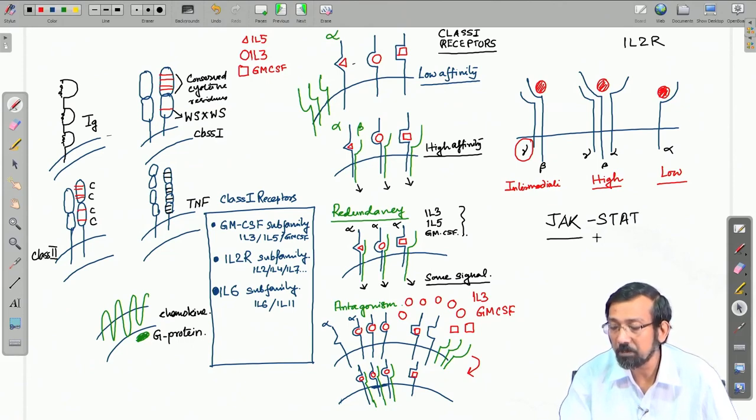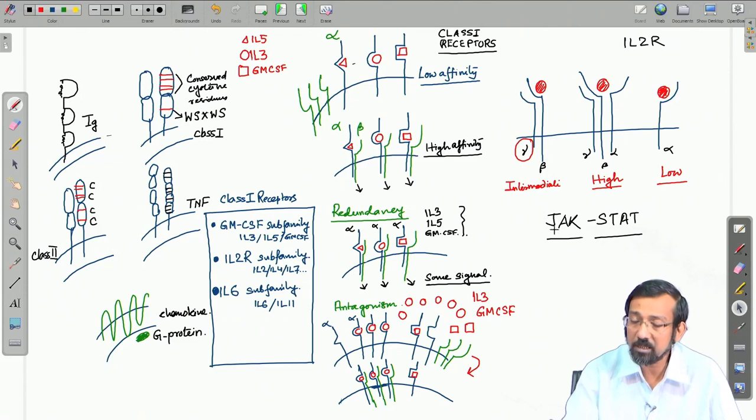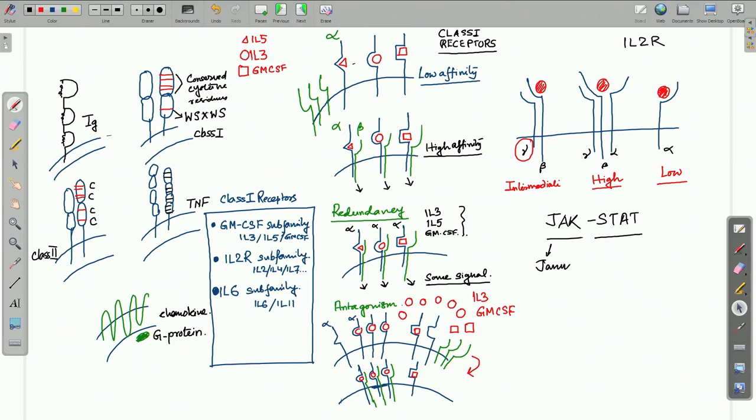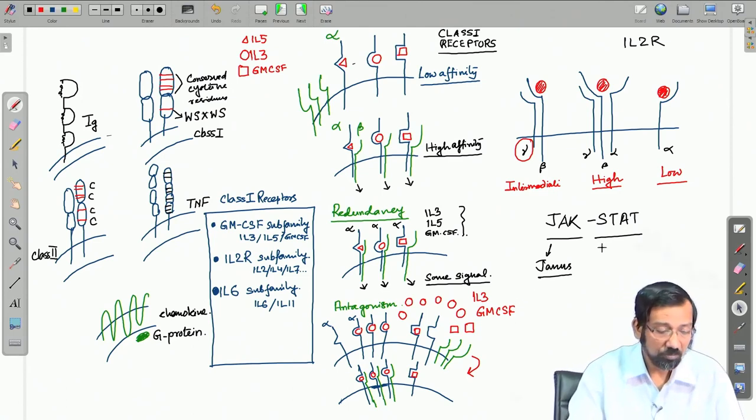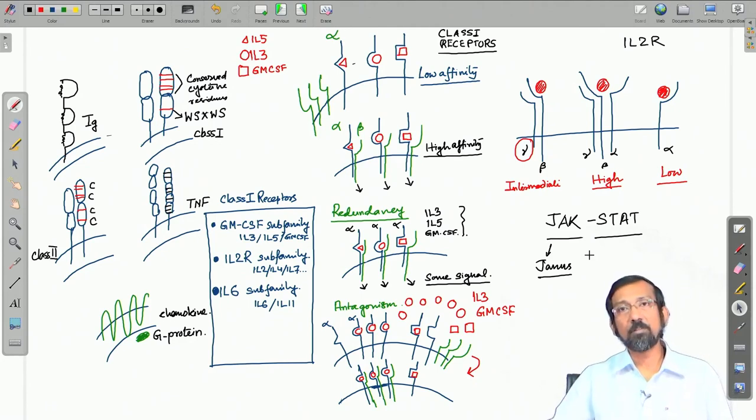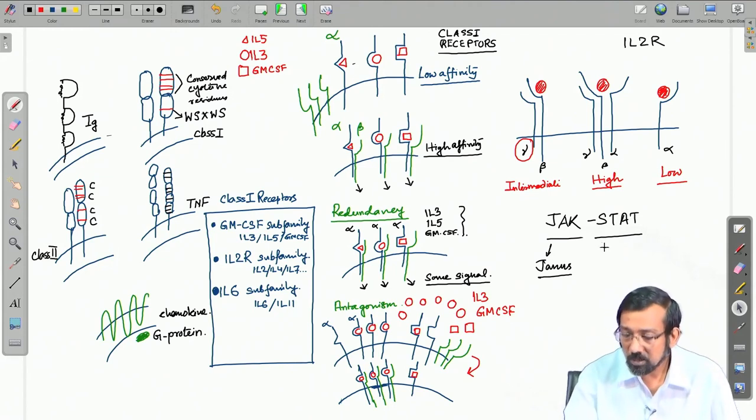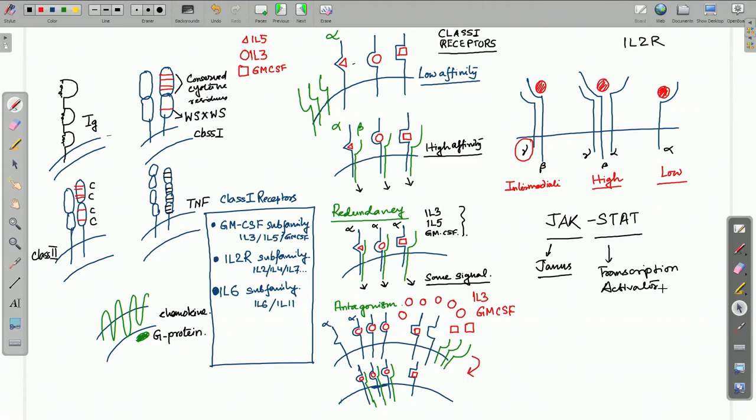What is this JAK-STAT pathway? The JAK is named after Janus. It is the Janus kinase, and the STAT is also known as signal transducer and activator of transcription. So, this is a transcription activator. And this is the Janus kinase.